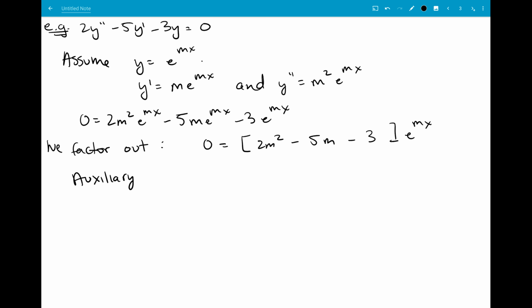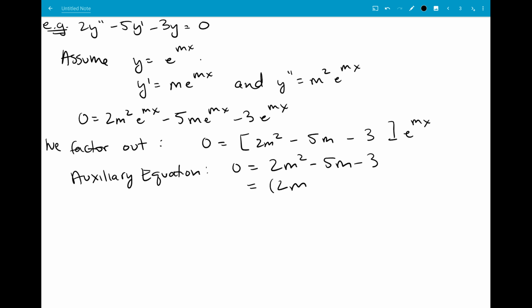And so this thing that we're going to call an auxiliary equation, which basically just means a thing that you solve in order to solve your differential equation, is 0 equal to 2m squared minus 5m minus 3. And do I know how to factor that? I think I do. I think that's going to factor it for me. And I'm going to check that real quick. 2m squared minus 6m plus m minus 3. Yeah, that's going to work.